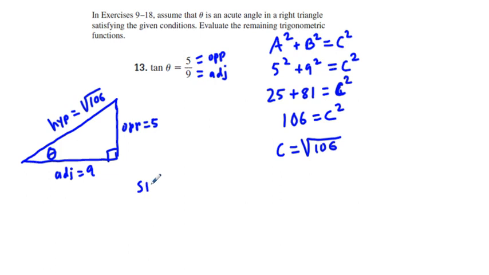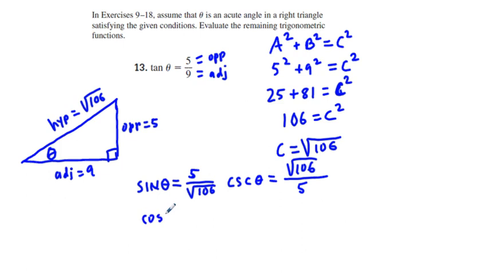And then we have our sine theta is equal to our opposite side, which is 5, over our hypotenuse, which is square root of 106. Our reciprocal of our sine ratio is our cosecant theta, and that's going to be square root of 106 over 5. Now for cosine theta, that's going to be our adjacent, which is 9, over our hypotenuse, which is square root of 106.